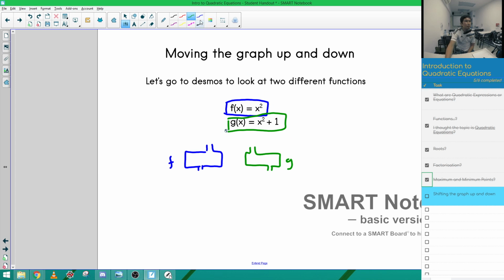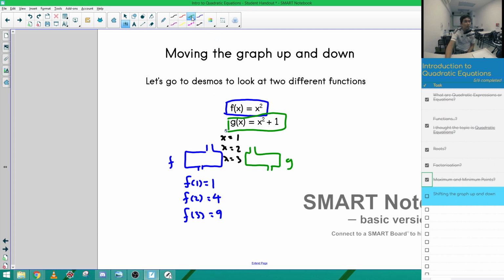So if I put in values, say x equals 1, x equals 2, not negative 2. Let me just write this properly. x equals 1, x equals 2, x equals 3. The corresponding values of f of 1: if you put 1 inside, 1 will be multiplied by itself, 1 times 1 is 1. f of 2 will be 2 times 2, 4. f of 3 will be 3 times 3, 9.